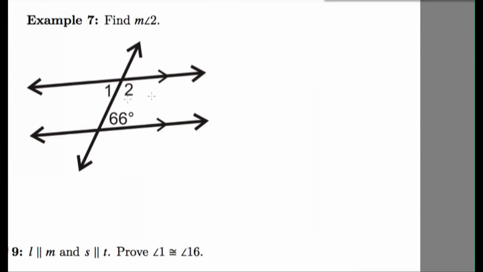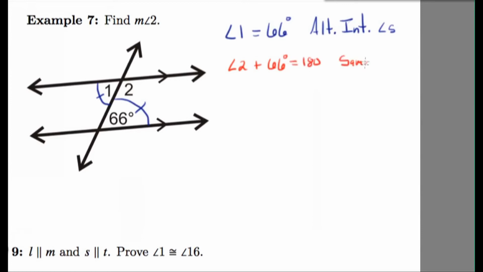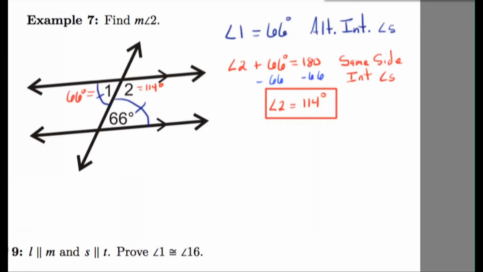Alright, next example. Find the measure of angle 2. Well, we know angle 1 is 66 degrees because it's alternate interior angles. Angle 2 and angle 66 are same side interior, and therefore they're supplementary. So angle 2 has to be 114.